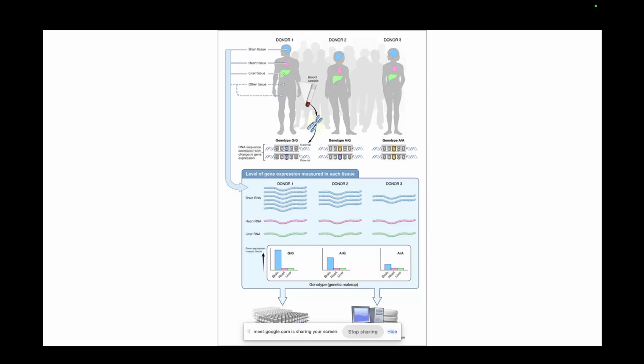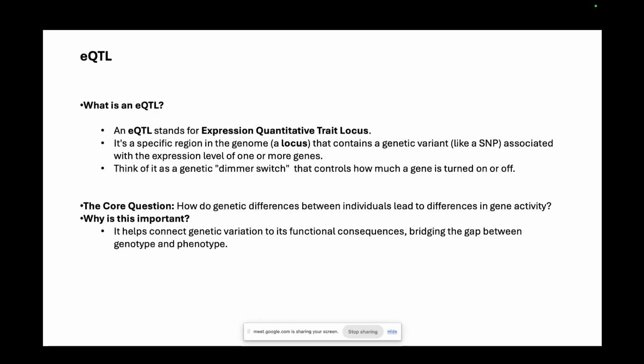So this is what the GTEx project is all about. Now we talk a little bit more about eQTL. As I was saying, it stands for expression quantitative trait locus. It is a specific region in the genome, or a locus, which contains a genetic variant like a SNP or a small indel, and is associated with the expression level changes of one or more genes. So it is kind of a switch that controls how much a gene is getting expressed or not.